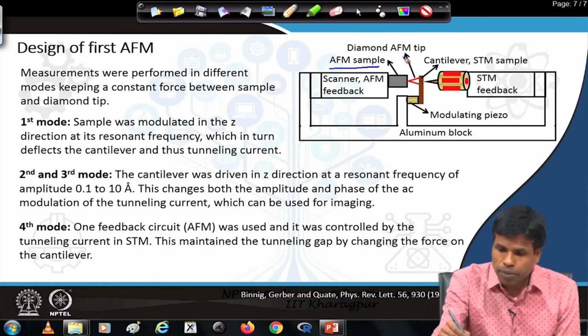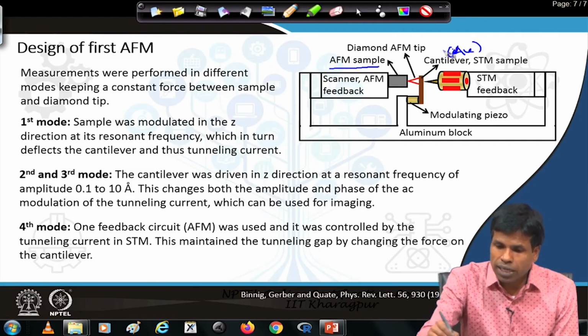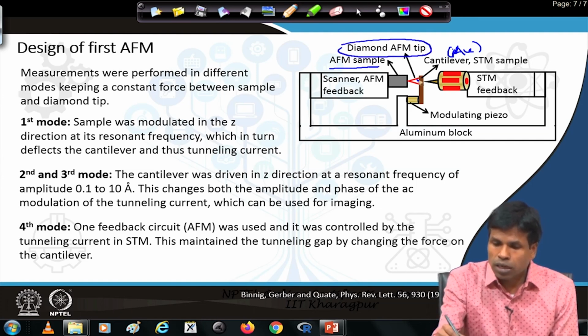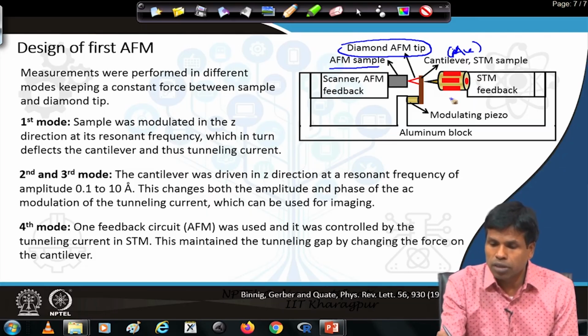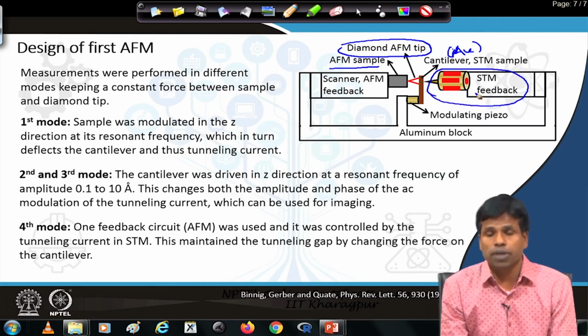Then here we have a cantilever, as you see, and the cantilever is made of gold above the sample. At one end of the cantilever there is a diamond tip, the AFM diamond tip, and above the cantilever there is a simple STM system. This part is the STM system, the STM tip and STM feedback.